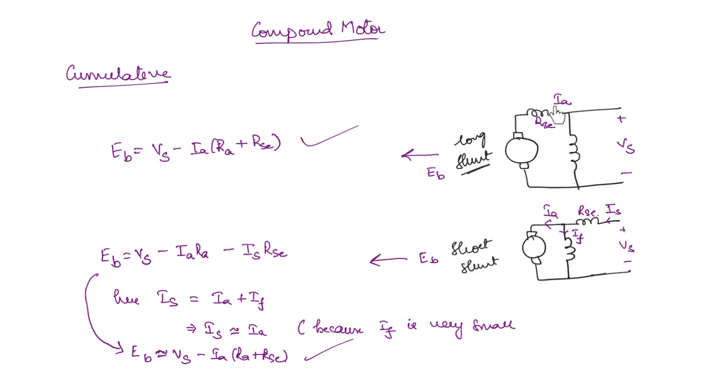If the flux produced by both these windings are in the same direction with respect to each other, then it is called cumulative. But if the direction of the magnetic fields is opposing, that means if one magnetic field is in this direction and the other is in this direction, then it is called a differential connection. If they are in the same direction, it is called cumulative. The first characteristic is the speed versus armature current.